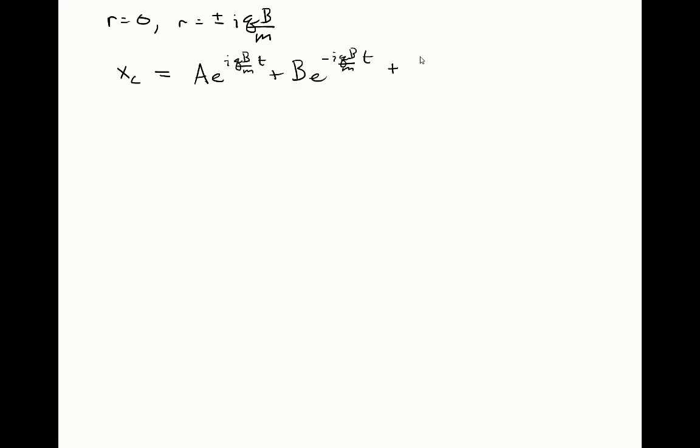And then c e to the 0. Now here's where I forgot that I had a b already, so then I have to put that prime back in. And e to the 0 is just 1, so that's just plus c. This is what I said is the complementary solution.